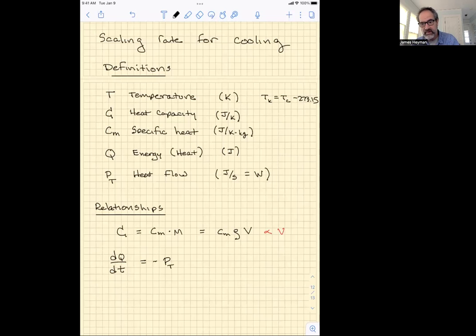Notice these both have the same units, joules per unit time, or watts. And it makes sense. If power is flowing out of an object, then the heat in the object is going to be getting smaller. So this expresses energy conservation. If power flows out of the object, the amount of energy in the object must be getting smaller.